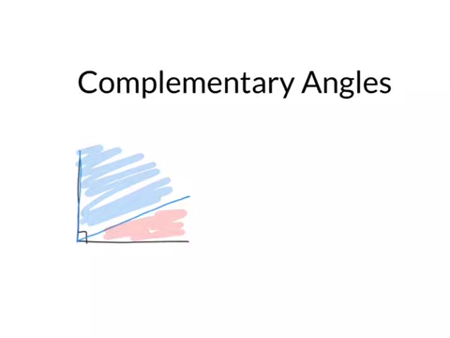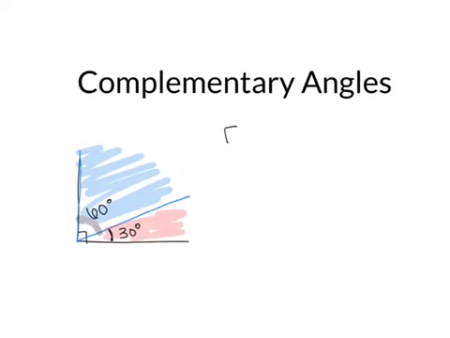So for example, I could say this first angle is 60 degrees, which would mean this second angle would have to be 30 degrees. The easiest way to find a complementary angle is by taking 90 degrees and subtracting whatever your fitting angle is, and the leftover would be the complementary angle.